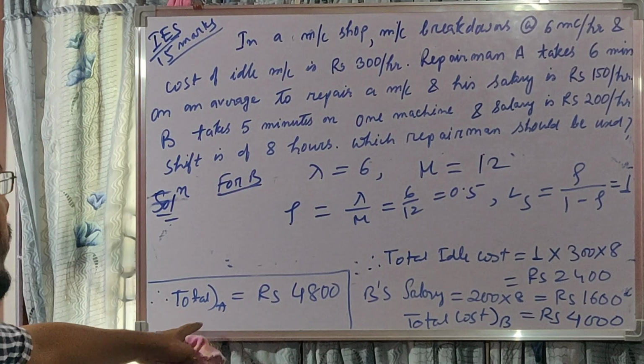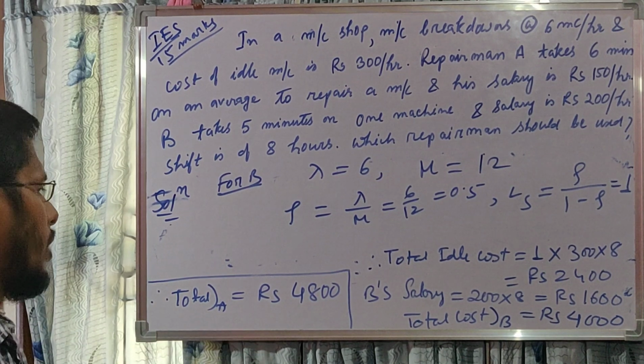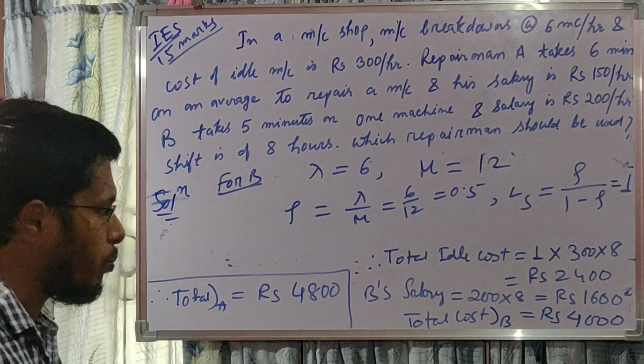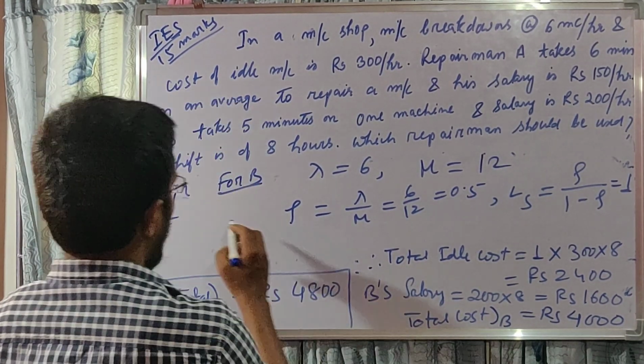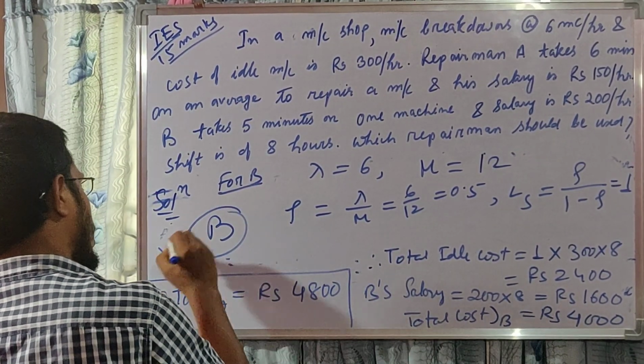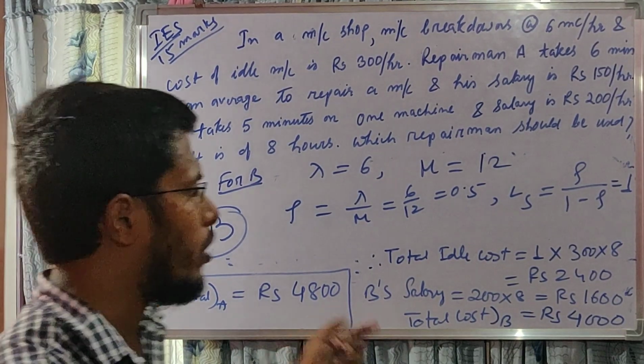So for A we are having expenses of 4800 rupees, for B we are having expenses of 4000. So we will prefer B. Got it?